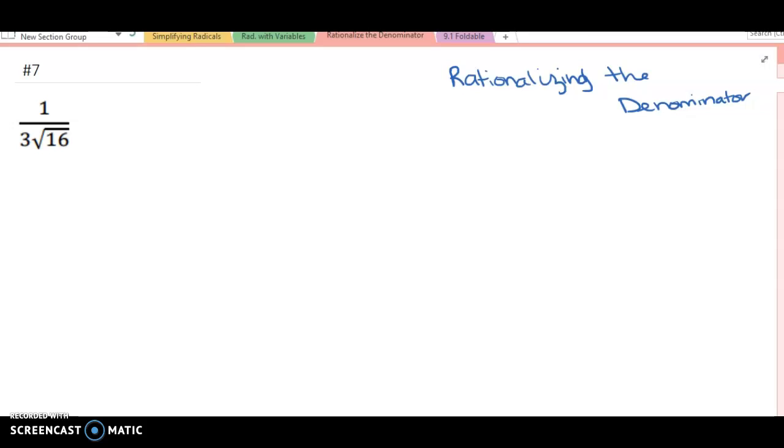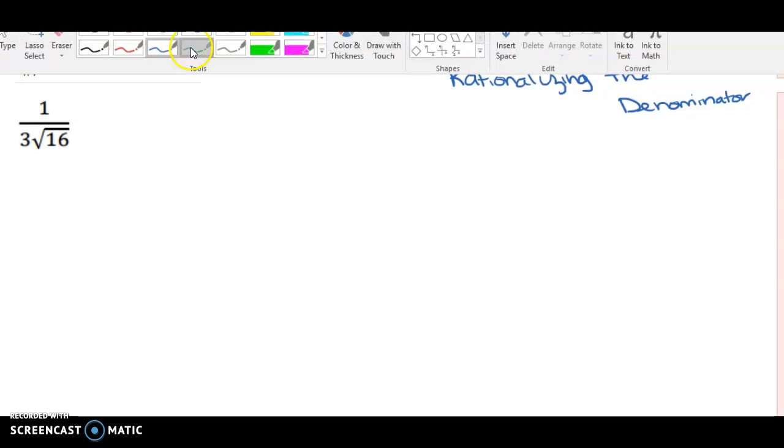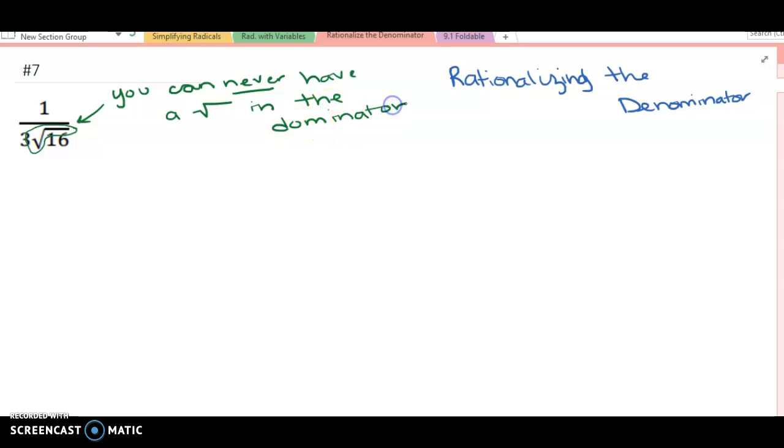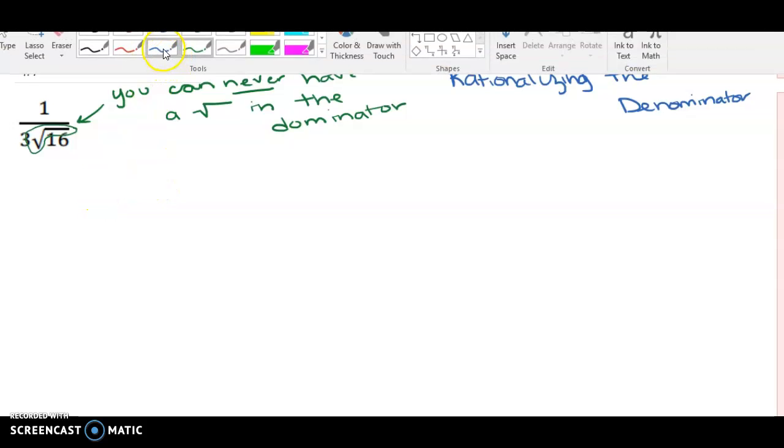Okay, so basically what this means, or I guess the rule of thumb is, in math, one of the great unwritten rules of math is you can never have a square root in the denominator or in the bottom part of the fraction. Okay, so you always have to get rid of this square root, or you don't have to get rid of it entirely, you just have to get rid of it from the bottom, and sometimes you have to put it to the top. Okay, so let's look at this example here.